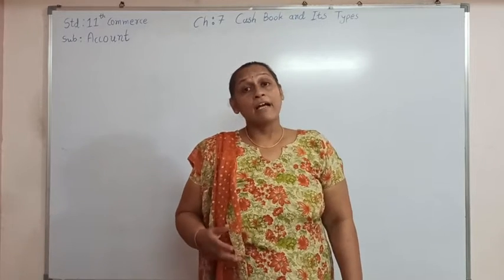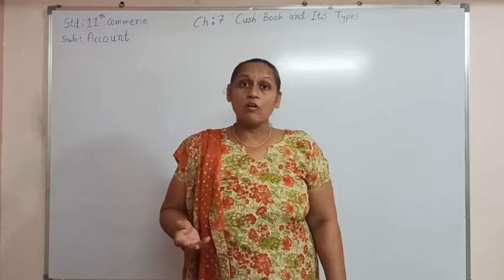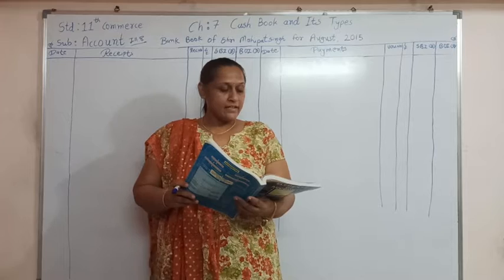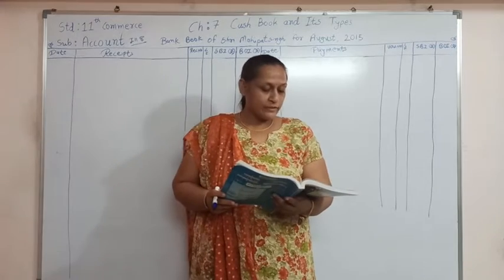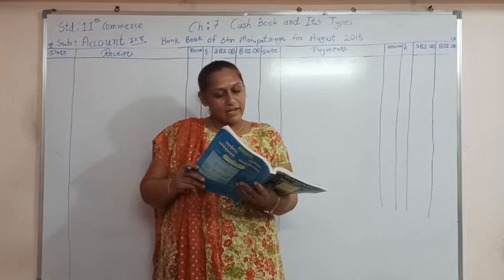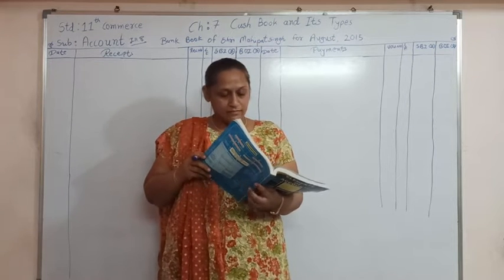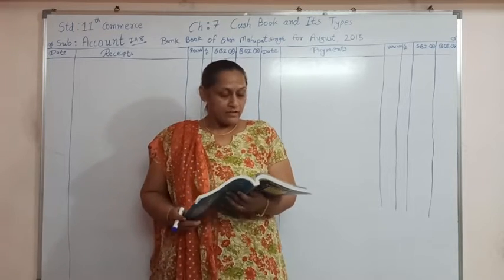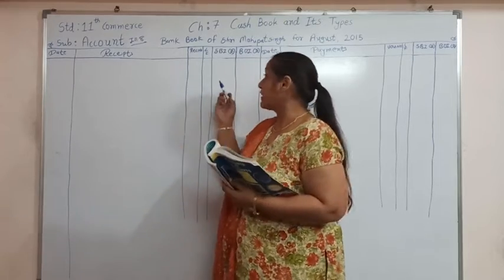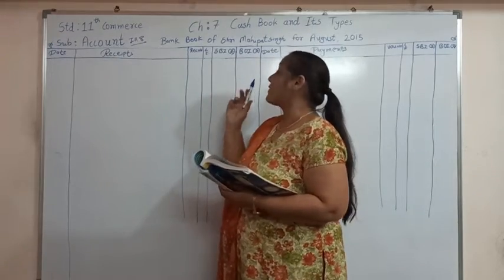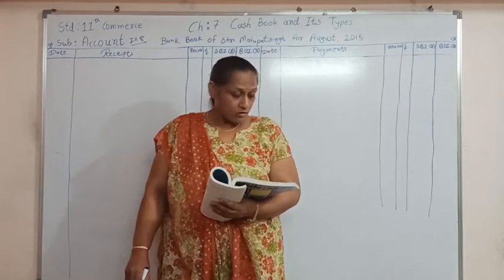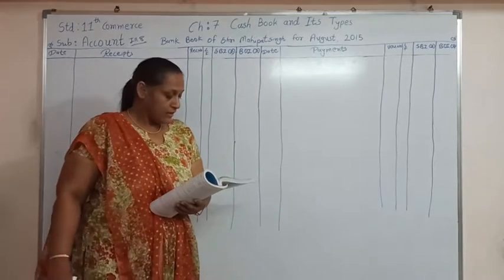So here is the sum, and in this sum we are going to prepare the bank book of the trader. Let's see illustration number 8. From the following transactions, prepare the State Bank of India and Bank of India column bank book in the books of Mahipat Singh. So here we are going to prepare a bank book where there are two banks, State Bank of India and Bank of India.